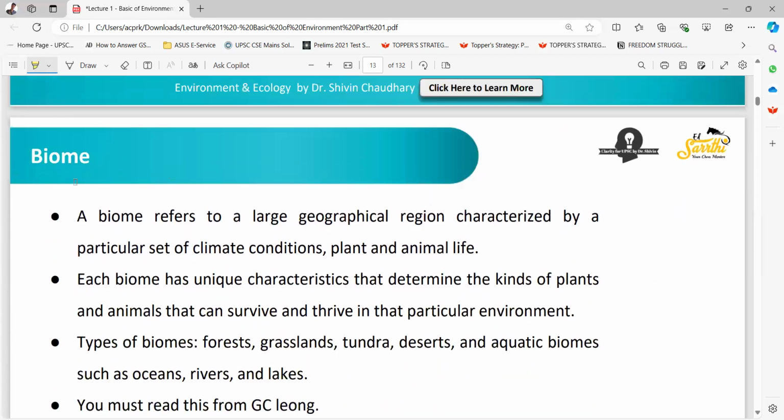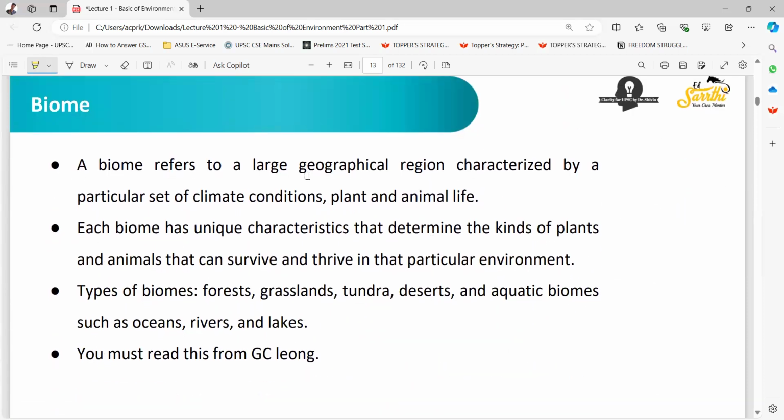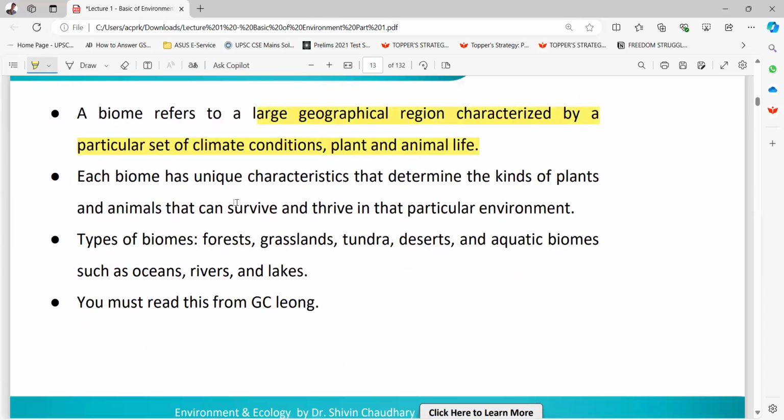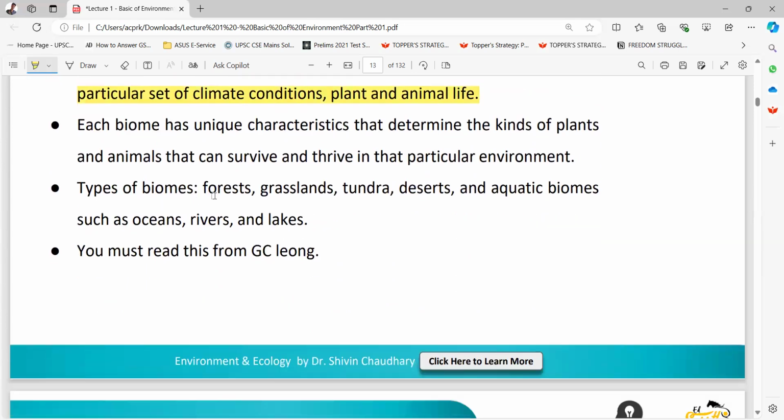Okay, biome. What is a biome? A biome refers to a large geographical region characterized by a particular set of climatic conditions, plant and animal life. Each biome has unique characteristics that determine the kinds of plants and animals that can survive and thrive in that particular environment. Types of biomes such as forests, grasslands, tundra, deserts, and aquatic biomes such as oceans, rivers, and lakes.